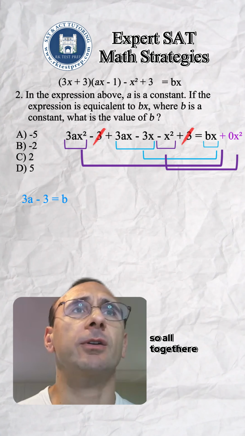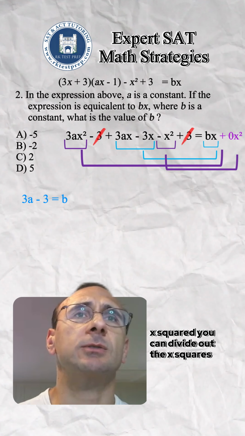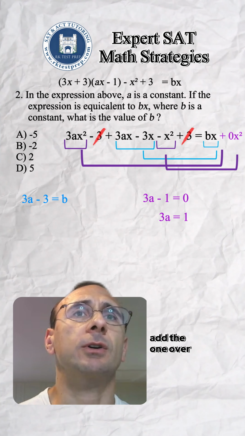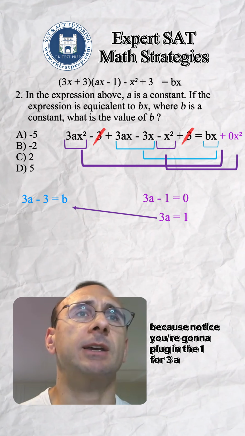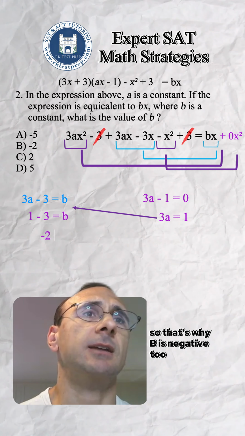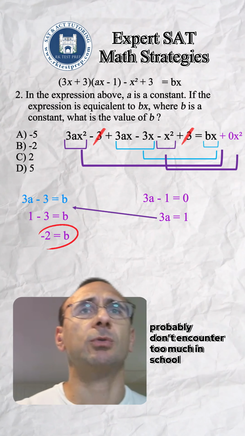So altogether, 3ax squared minus x squared has to equal 0x squared. You can divide out the x squareds, add the 1 over. I would not even solve for a, because notice you're going to plug in the 1 for 3a, so that's why b is -2.